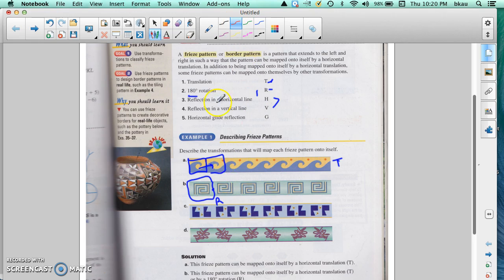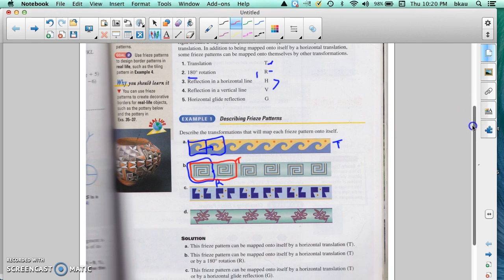But if we took a bigger piece or bigger chunk of this and we went all the way out to here and just looked at that piece being moved, then that's just a T, a translation. So it just depends on whether you look at the smaller piece or whether you look at this piece. It could be either or here. So there's more than one answer on that one.